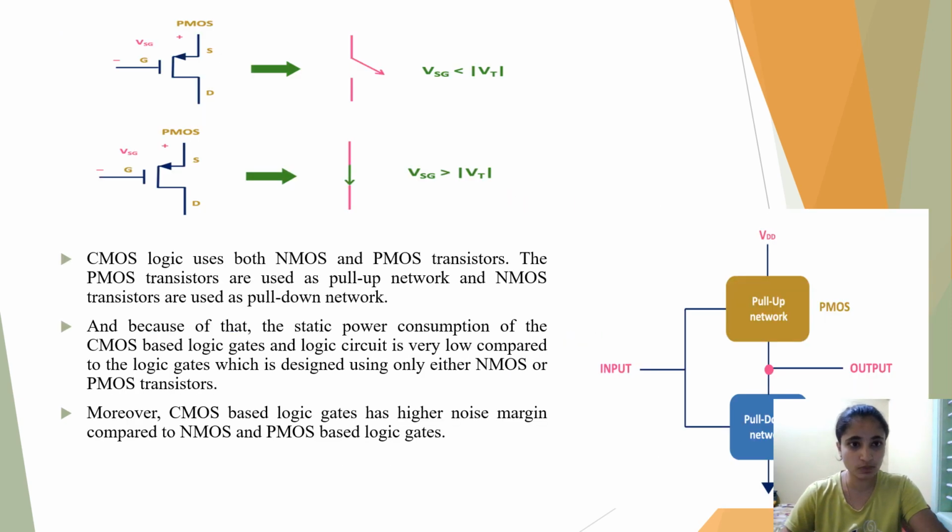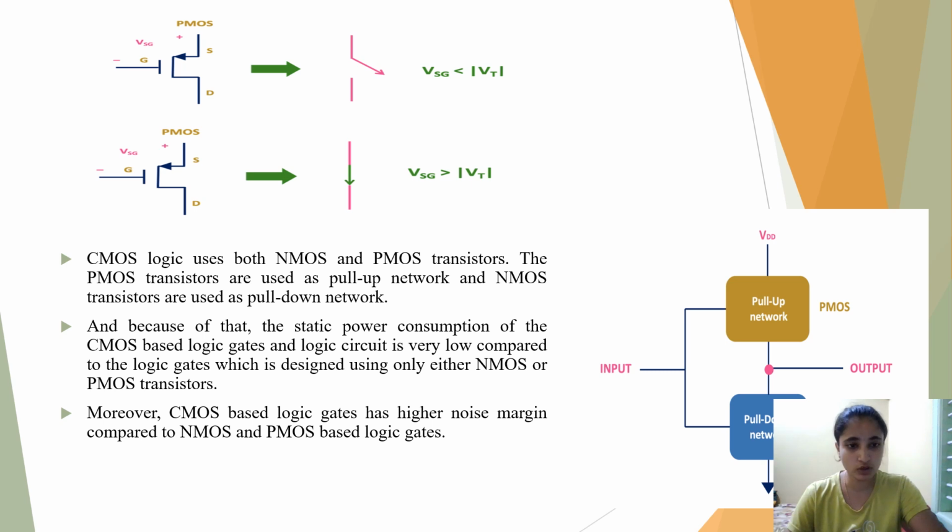Let us move on to the PMOS transistor. In the case of the PMOS transistor, this is a gate, this is a drain and this is a source. When it is an open circuit, VSG is less than the modulus of VT. In the case of the closed circuit, VSG is greater than the modulus of VT for a PMOS transistor. So CMOS logic uses both NMOS and PMOS transistors.